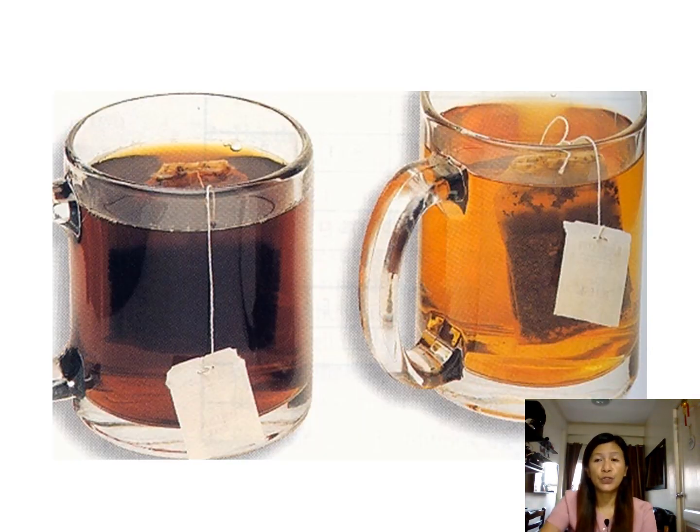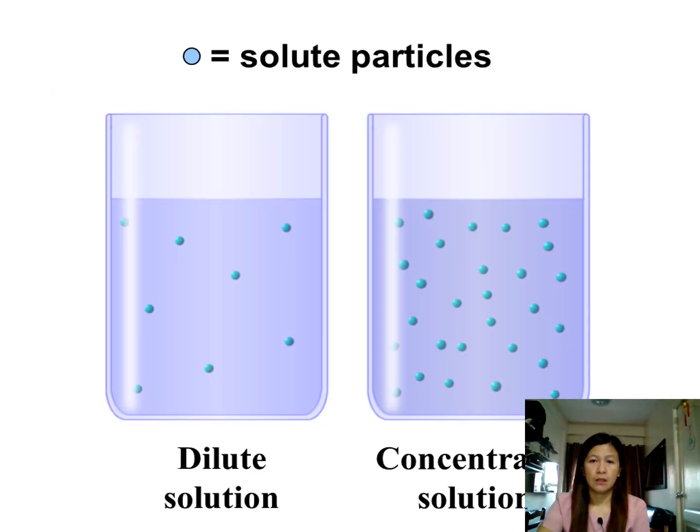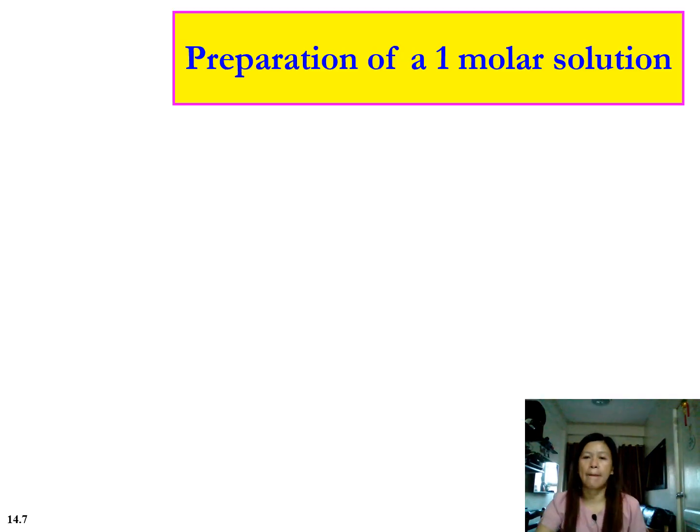In the previous videos, we described a concentrated solution as the one of higher solute concentration. So in this picture, you will see in the left picture, the tea that is more concentrated than the other one. The darker color of the solution indicates that it has a higher concentration. In this molecular representation of dilute and concentrated solutions, you will see a greater number of solute particles in the concentrated solution than in the dilute.